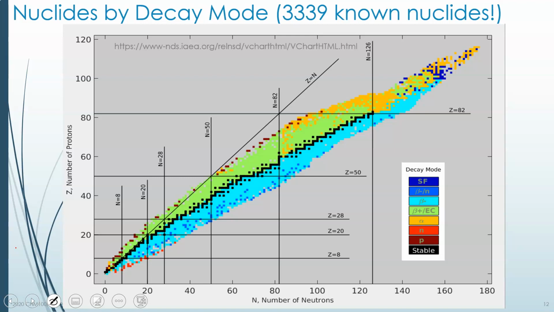Now, you'll notice gamma is not mentioned here because so many of these also release gamma particles that they didn't color code it for gamma. But with this, we'll stop here.